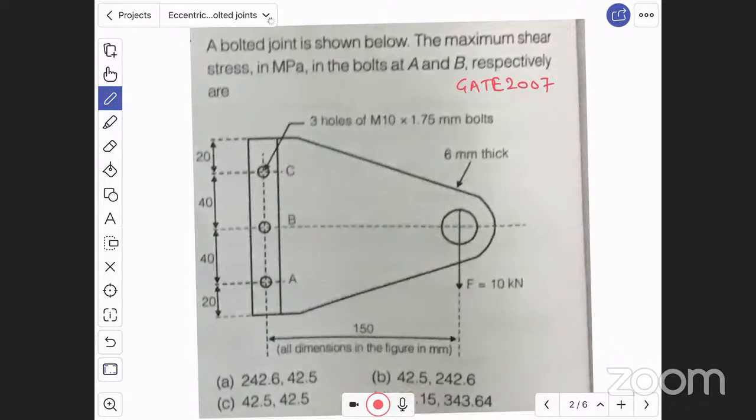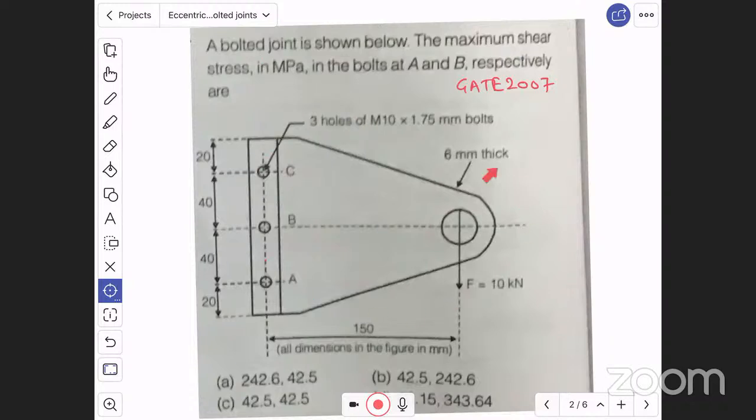Now let us solve this question. The question is a bolted joint, and this question was asked in GATE 2007. A bolted joint is shown below. The maximum shear stress in MPa in bolt A and B respectively are.